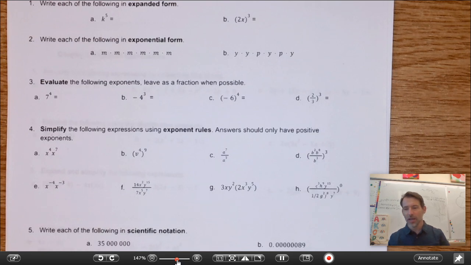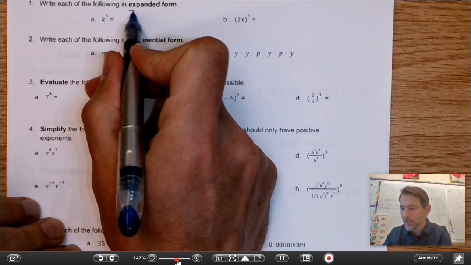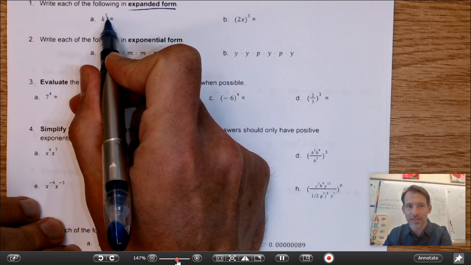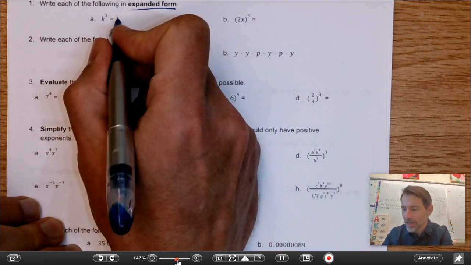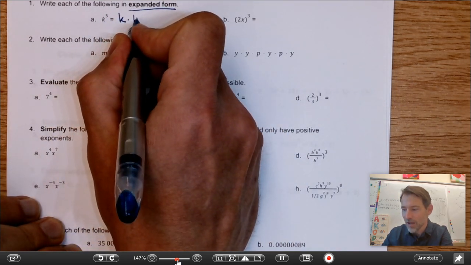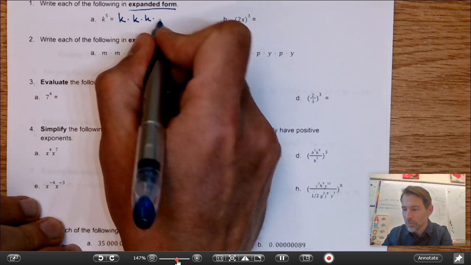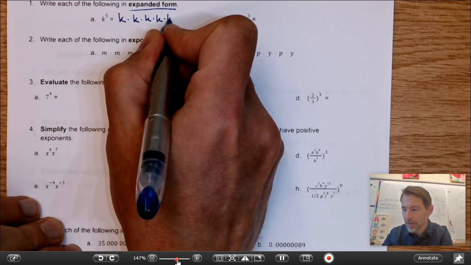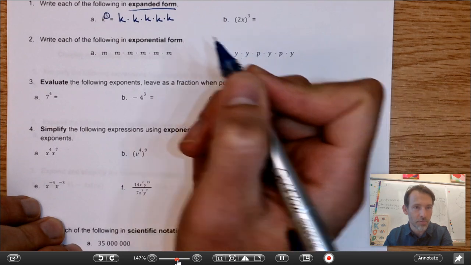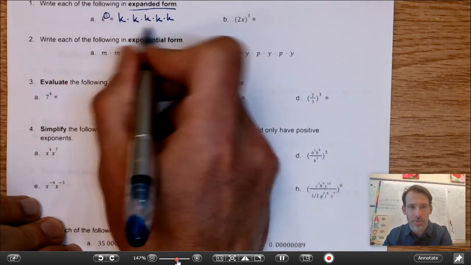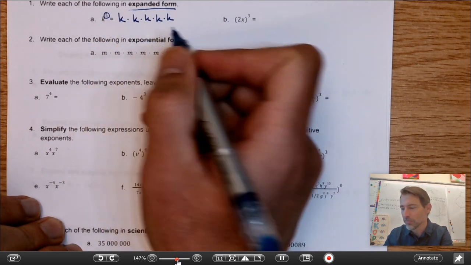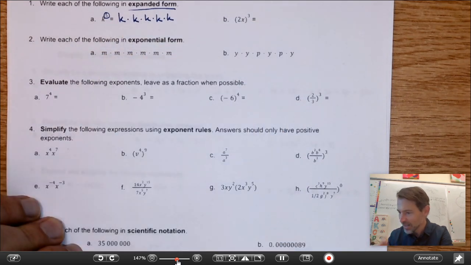First, expanded form of an exponent looks like this. If I have something like k to the 5, that's the same thing as saying 5 copies of k which multiply one another. So this number tells me the number of copies, and that tells me what's being multiplied. So that's expanded form for k to the 5.